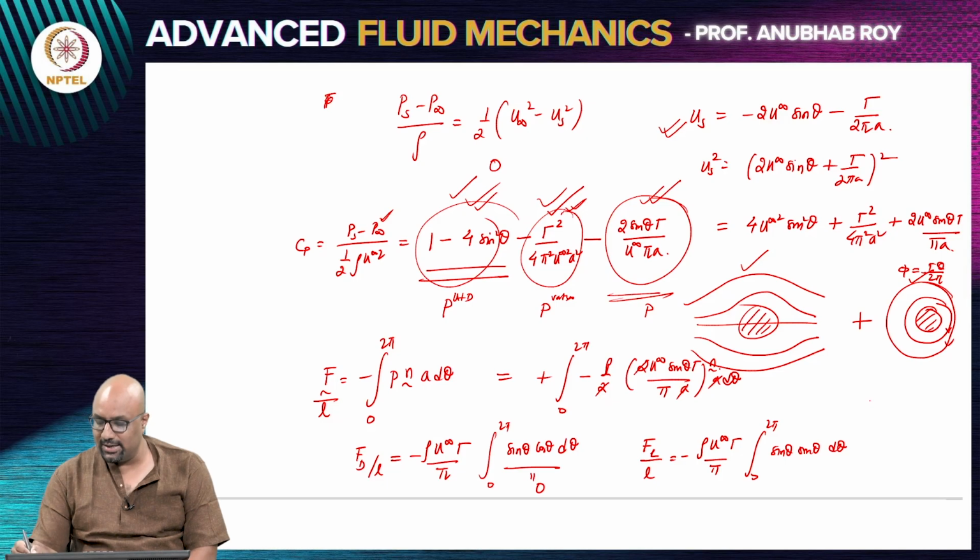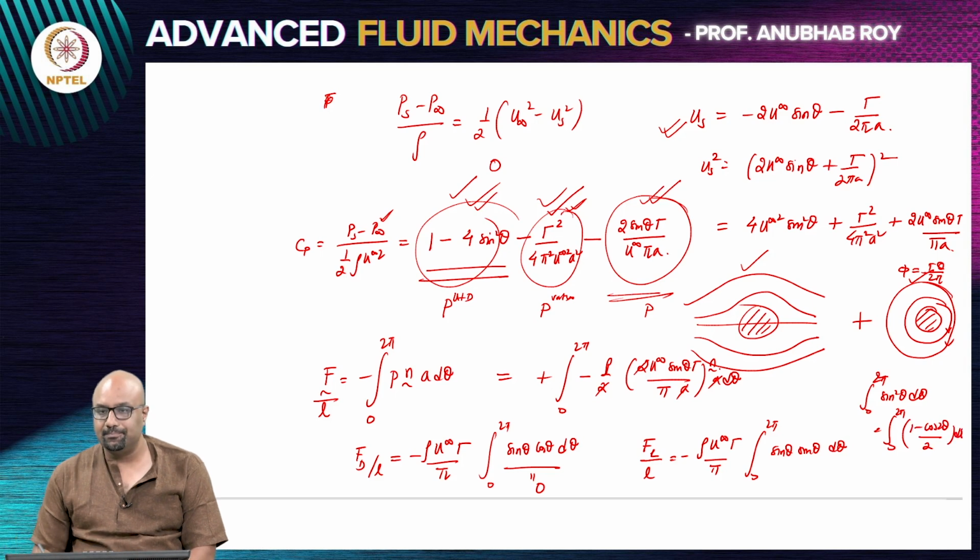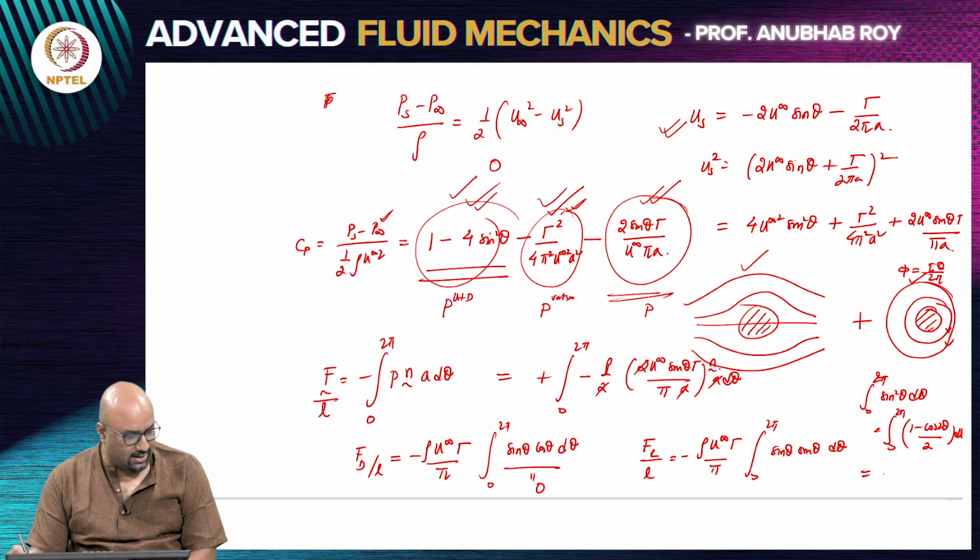Integral sin square theta d theta, however, is integral 0 to 2 pi of 1 minus cosine 2 theta by 2 d theta, right. Now, integral cosine 2 theta d theta 0 to 2 pi will also be 0. So, I am basically left with half into 2 pi, which is pi.